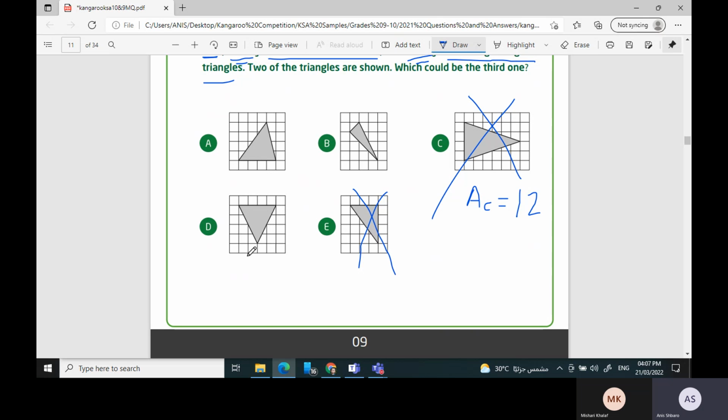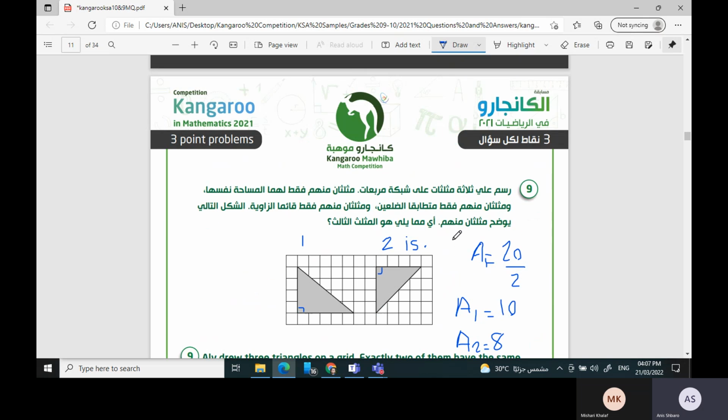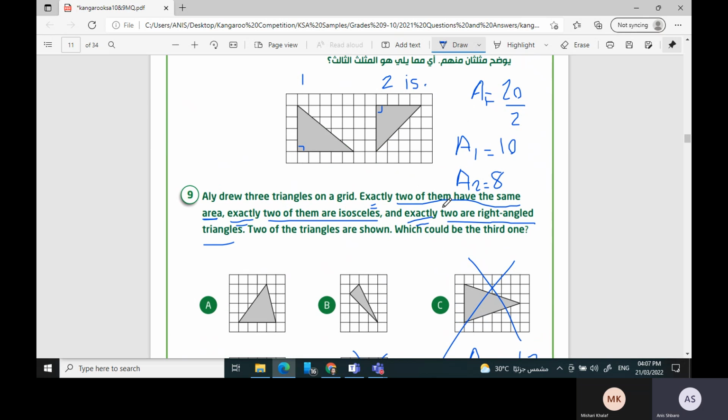So 4 times 4 over 2, which is 8. So the area of D is equal to 8 units, like triangle 2, the same area. Okay, so of course we're going to double check the conditions.